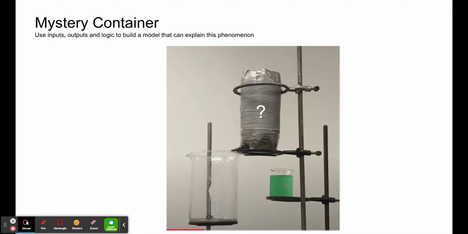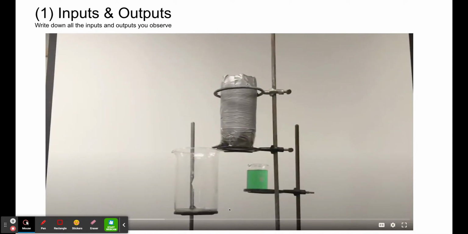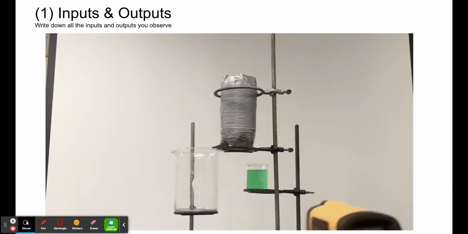So the goal of this particular activity is to come up with a plausible model that can explain the inputs and the outputs of the phenomenon you're about to see. So this is a 2 liter bottle that the top is cut off of. Here we have a beaker with some fluid in it. And what we're going to do is pour this fluid into this container and see what happens. So let's begin that process.